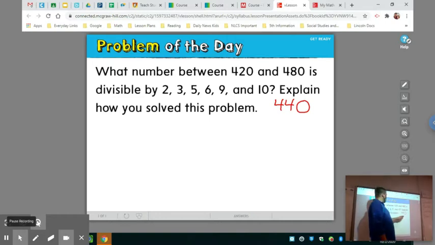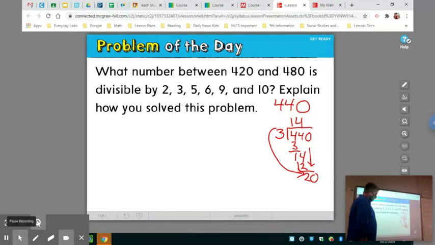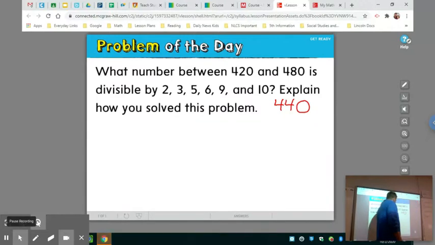You gotta kind of think about it. Some of you are just guessing at this point, but you can say, well, 3 goes into 4 once, and then this is going to be 4 times 3. That's 12. 2, bring down your 0. Is 3 going to go into 20 evenly? No, it doesn't go evenly. So it doesn't look like 440 is going to be our answer then, right? Because it has to be divisible by 3. So we gotta think again. 440 is not going to be a choice.